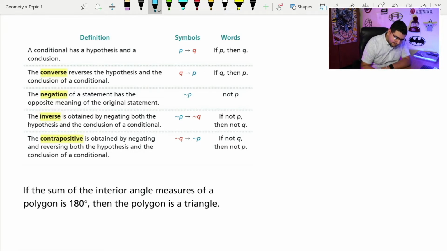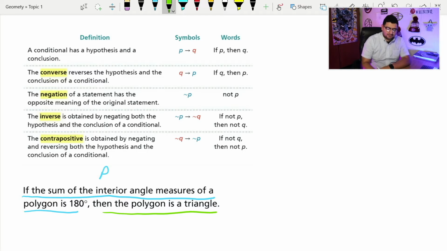Here we have a conditional statement saying if the sum of the interior angle measures of a polygon is 180, so this would be my P statement, then the polygon is a triangle. That's my whole conditional, but the part that says then the polygon is a triangle would be my conclusion. So the converse of a conditional statement will reverse the order of these.